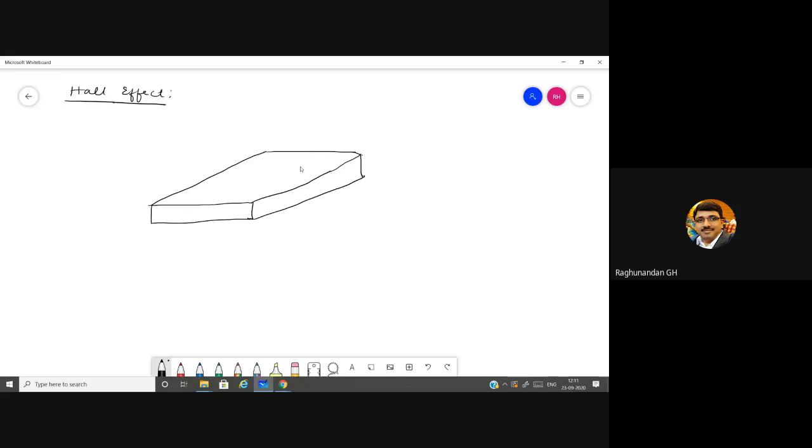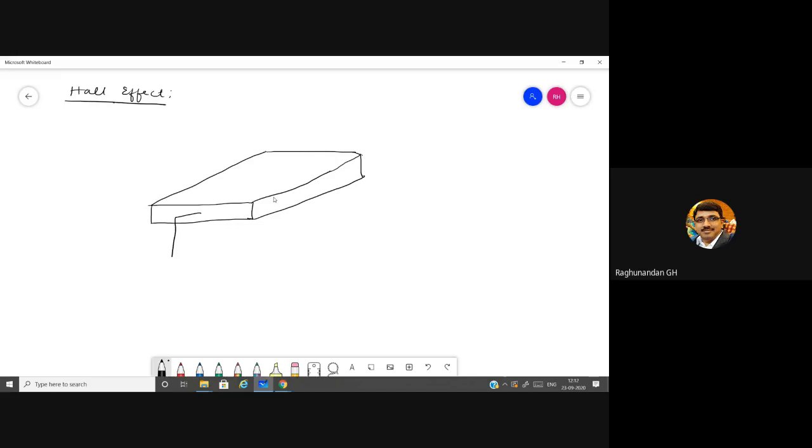electrons. Is the screen visible? Yes, sir. Okay. Suppose you are considering this semiconductor bar as N type, then majority charge carriers will be electrons and minority charge carriers will be holes. If you consider it as P type, then majority charge carriers will be holes and minority charge carriers will be electrons. This is applicable for P type as well as N type. Let it be of any type.